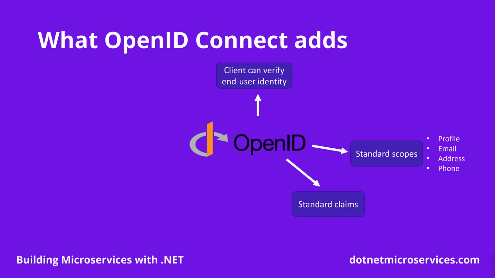There are several standard claims that the OpenID provider can return upon request, like the required sub claim, which provides the unique identifier of the user, but also many other claims like given name, nickname, email, birth date, and many others. The user info endpoint is a standard endpoint in the OpenID provider that can be used to retrieve more information about the end user that might not be available as part of the ID token.